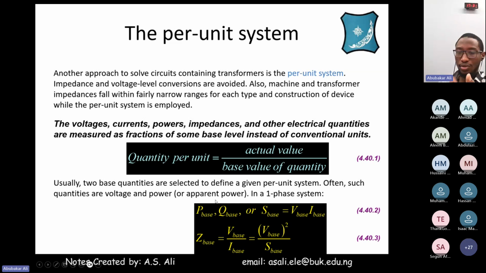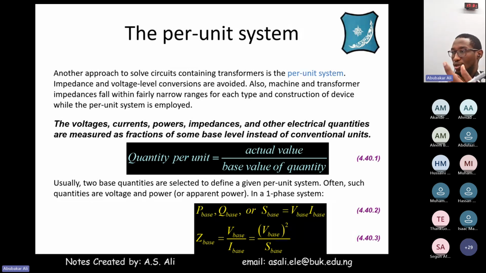Since for most transformers, you will see the rating is always in what? In kVA, right? Kilovolt-amperes. So it's always the S, which is the apparent power, for example. So the impedance can also be defined as the base voltage divided by the base current. And you can also use the second relation, which is V squared over P. That gives you R.